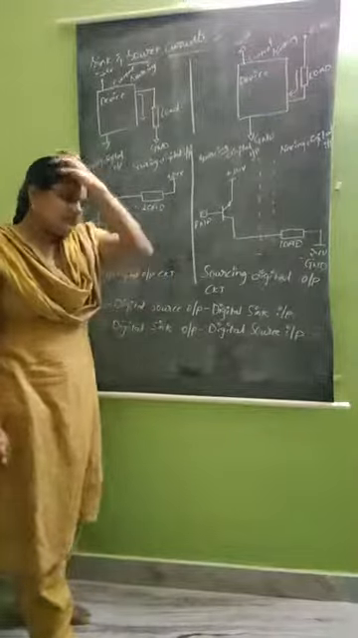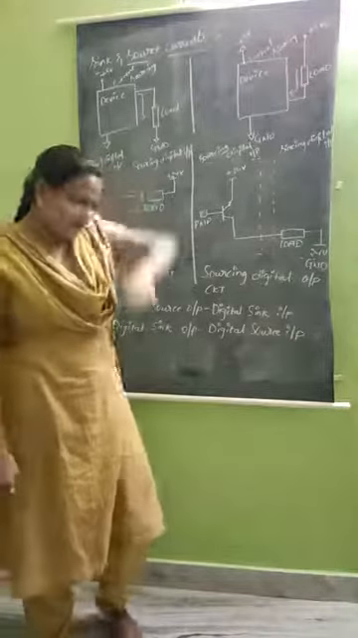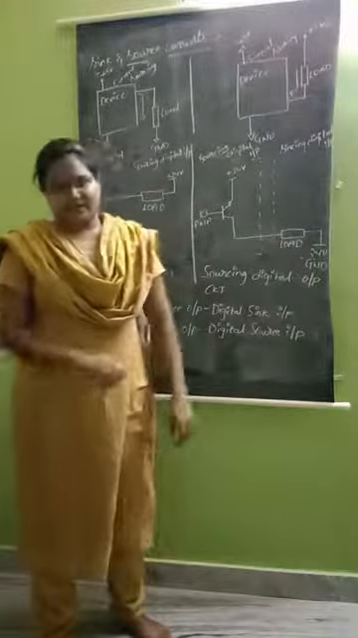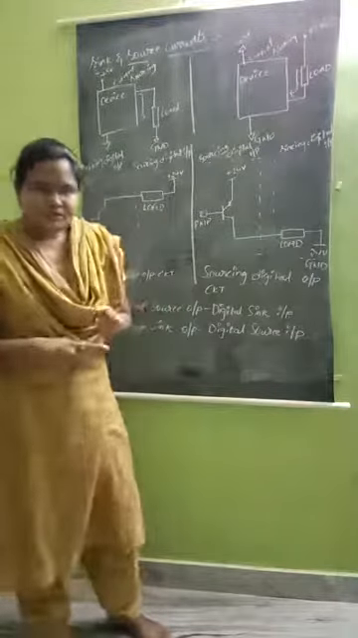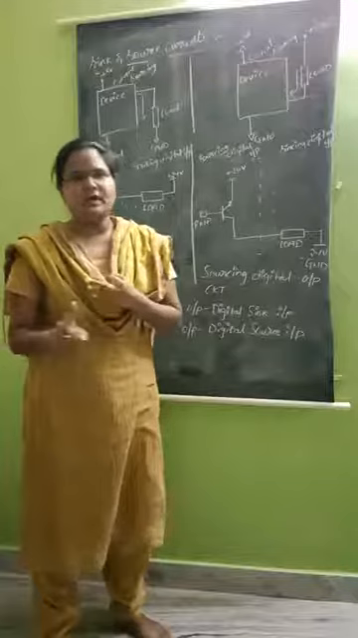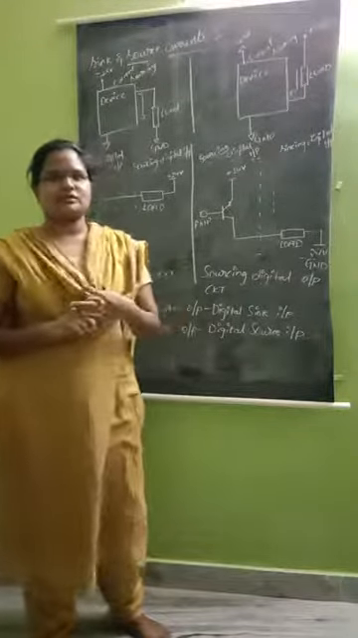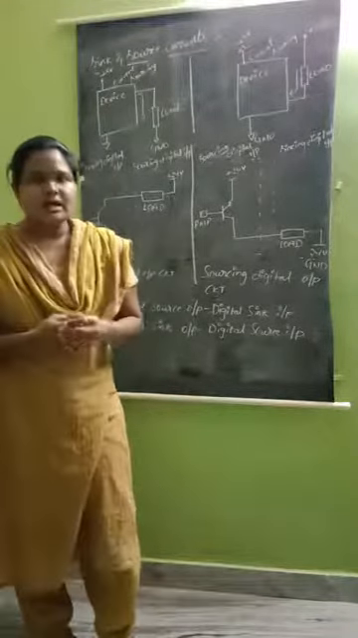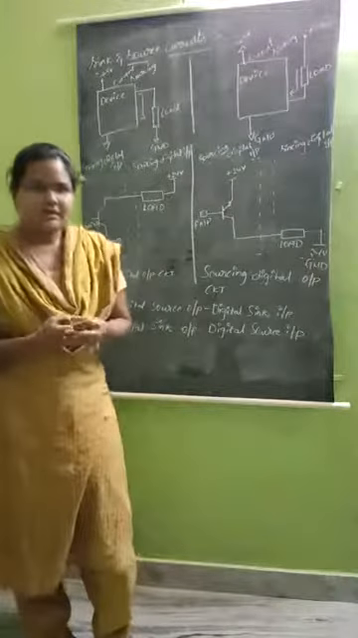In sinking and sourcing current, we mainly need three components: voltage source, ground, and load. These three components are mainly used in designing sinking and sourcing current circuits.